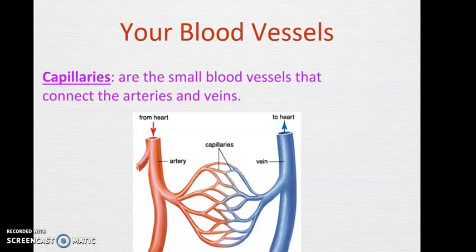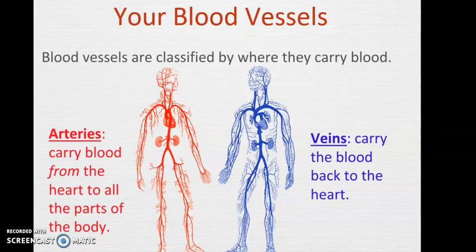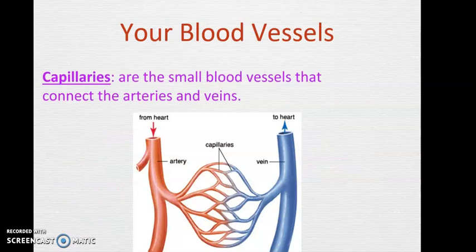Next, we have our smallest little blood vessels, and those are the capillaries. The easiest way to think of that is you see all these little lines coming together. They kind of look like little branches, and I look at the two L's as branches in capillaries. They're the smallest blood vessels, and they connect the arteries to the veins. So again, arteries carry blood from the heart, veins carry blood back to the heart, and capillaries are those smallest little connector U-turn spots that connect the arteries to the veins.